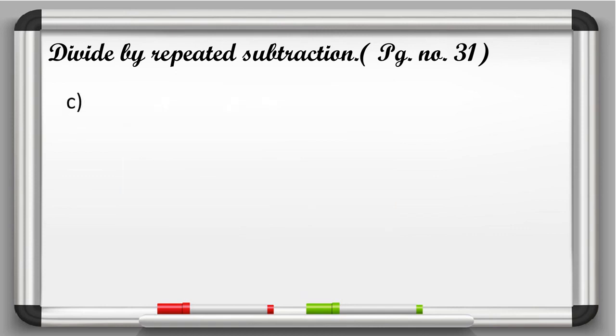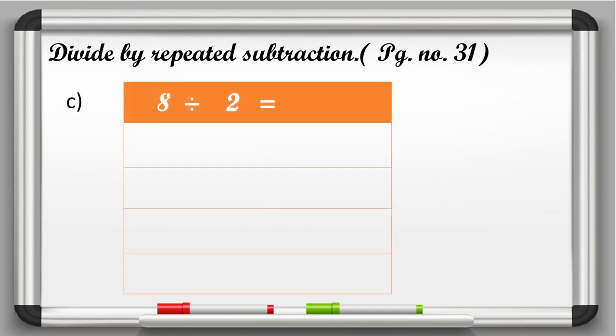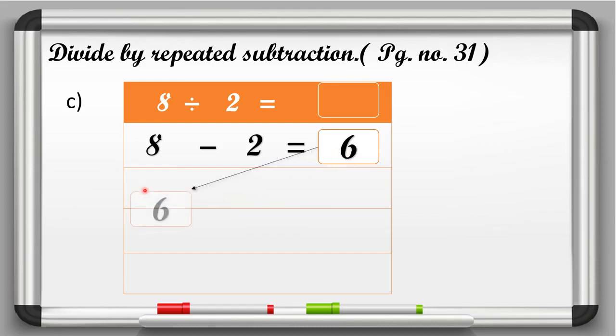Now in C part, it is given 8 divided by 2 is equal to dash. So here we have to subtract 2 from 8 first of all. So we will write 8 minus 2 here, and 8 minus 2 is equal to 6. Now we have to subtract 2 from 6. So we will write here 6 minus 2 and that is equal to 4.